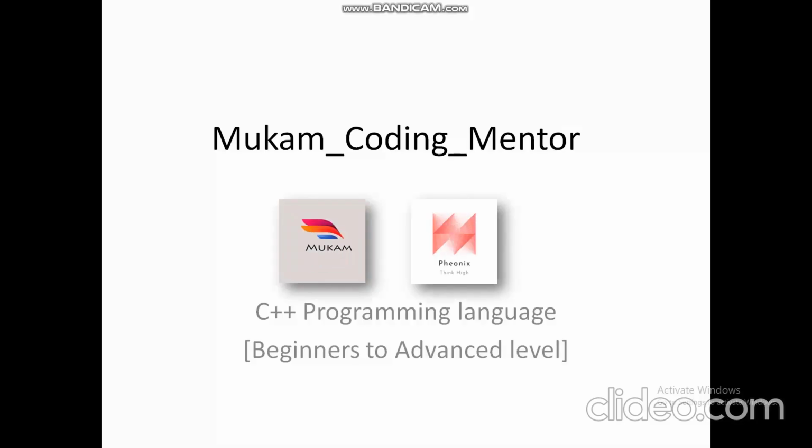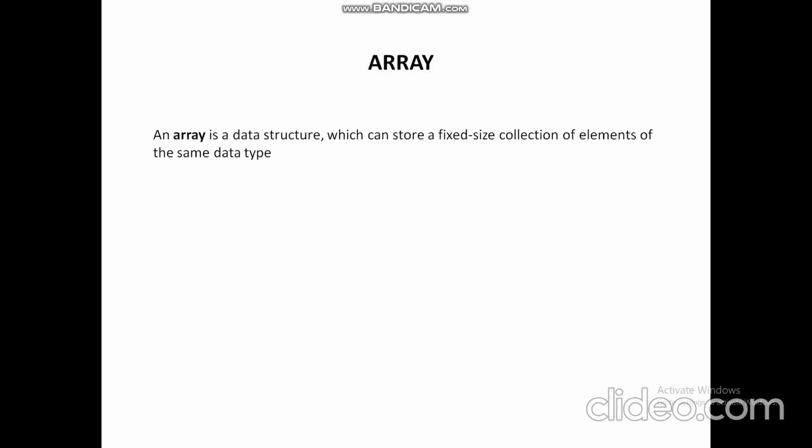We are taking the C++ programming language, and in that we have already covered various fundamental topics. Now we will be looking at the array data structure. So what is an array data structure? An array is a data structure which is used to store a fixed-size collection of elements of the same data type. So elements will be stored continuously, but they will be of the same data type.